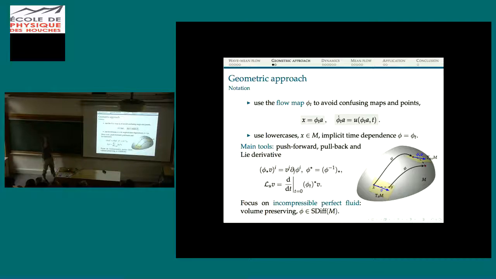Now in this business, you need a few tools of differential geometry. The main ones will be the push forward, the pull back, and the Lie derivative. So let me explain what is the push forward of an object.